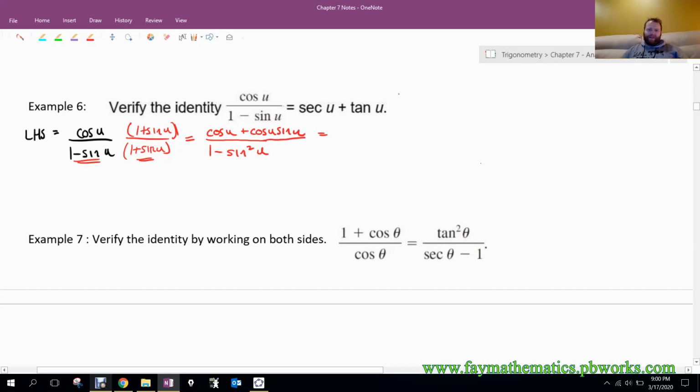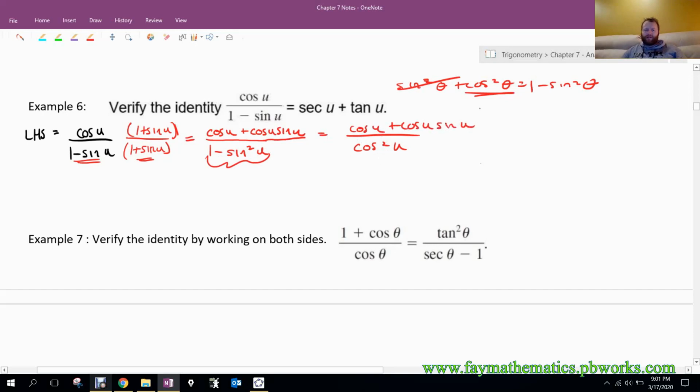What happened on the bottom is nice because remember, sine squared plus cosine squared equals 1. If I subtract sine squared from both sides, I get cosine squared equals 1 minus sine squared. So this denominator actually is an identity that I can replace. I'm using u, so sorry I jumped to theta there. So that right there is the same thing as cosine squared. So then I have cosine of u plus cosine of u sine u.